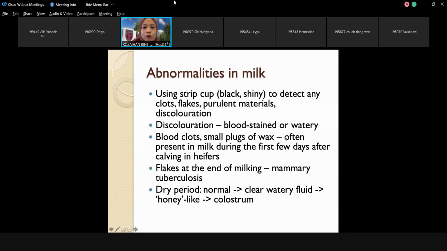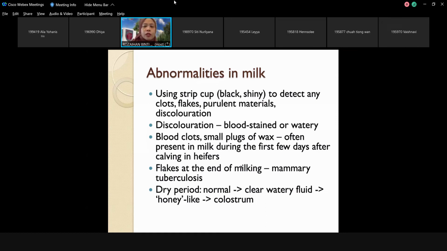But don't confuse this with the milk which is stripped in the first few days after calving, because usually they would have these black clots, and usually you would find small plugs of wax. It's not mastitis, it's normal. In mycoplasma or tuberculosis, sometimes you can have flakes at the end of the milking. I don't have a picture of flakes, but later on I hope you should be able to detect what flakes are. They look like snowflakes, but not that big, very small flakes in the milk.